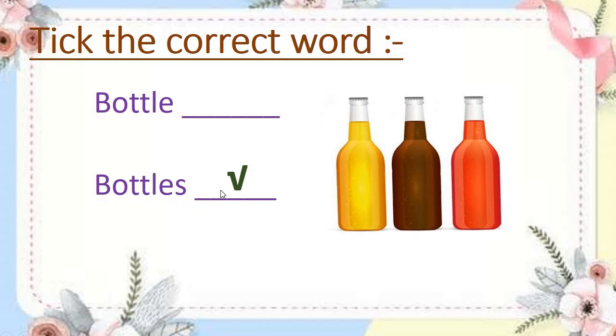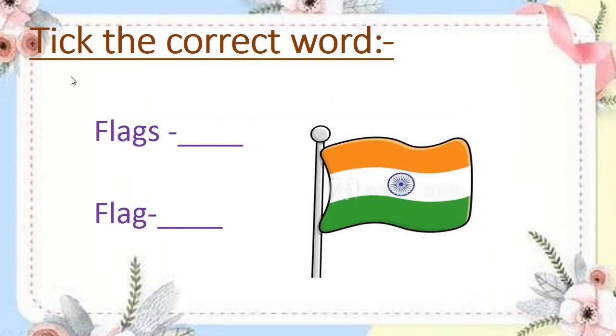B-O-T-T-L-E-S, bottles. So here we have to tick mark. Understood, children? Yes. Now see. Tick the correct word. Here also there is a correct word.